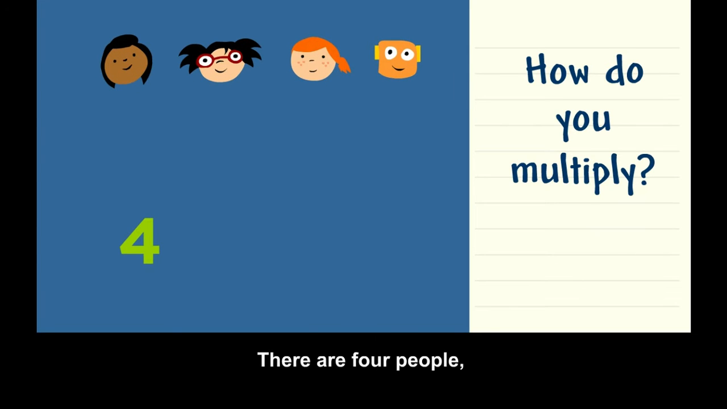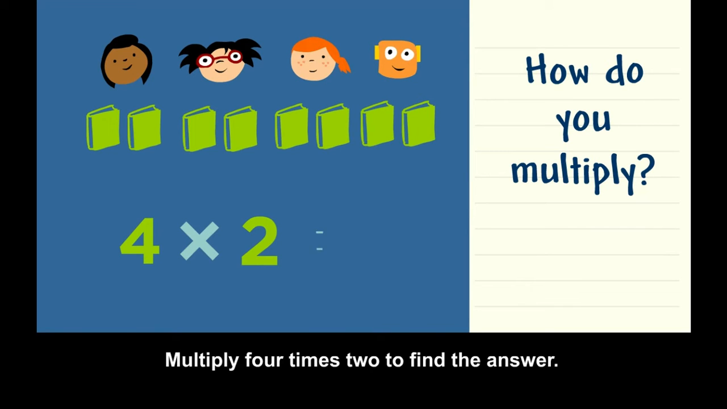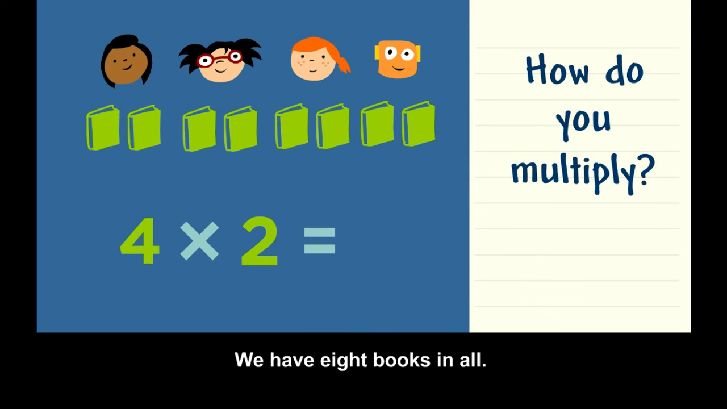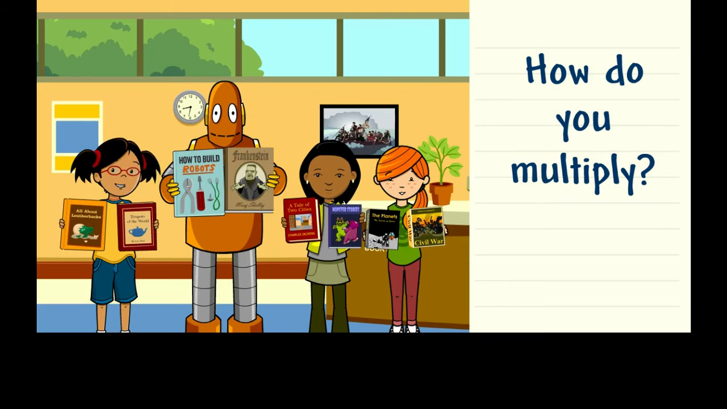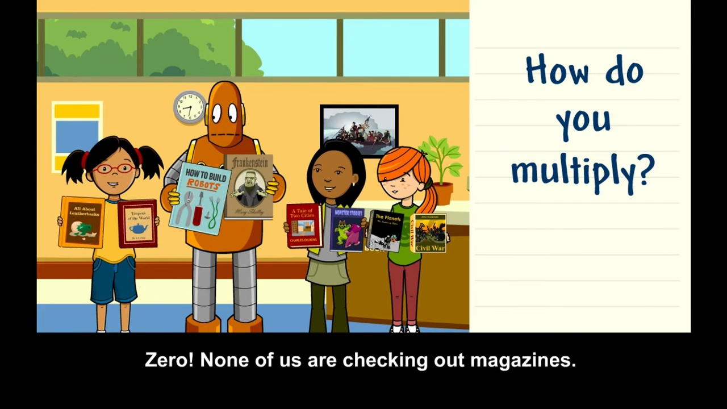There are 4 people, and each has 2 books. Multiply 4 times 2 to find the answer. We have 8 books in all. How many magazines are we checking out? 0. None of us are checking out magazines.